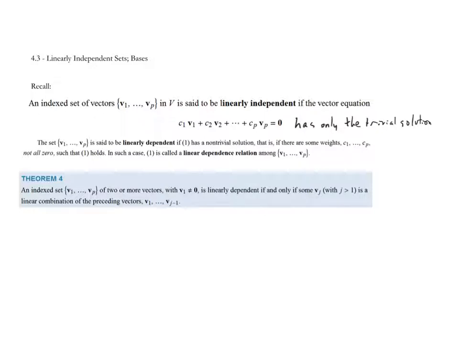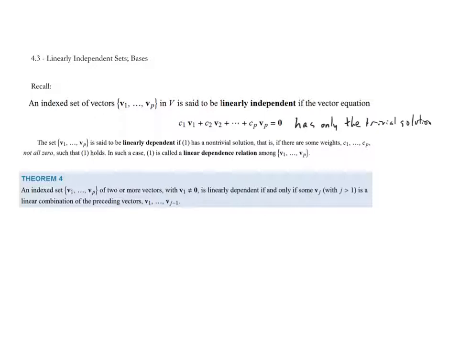Okay. Theorem 4 starts out this section of new content. It says a set of two or more vectors with v1 not equal to 0 is linearly dependent if and only if some vj is a linear combination of the ones preceding it. Okay, that's what the theorem says.